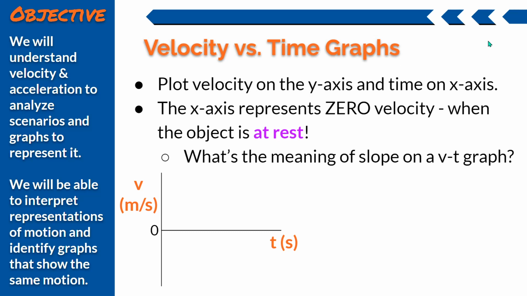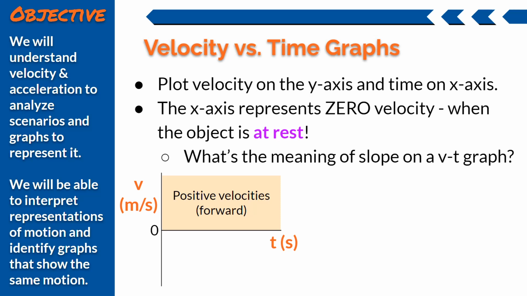All right, so looking at a VT graph again, okay, we've already talked, well, we haven't talked about this last bit. But remember, a VT graph plots velocity on the y-axis and time on the x-axis. The x-axis represents 0 velocity when the object is at rest. Okay, so what is the meaning of the slope on a VT graph? We haven't talked about that specifically yet because last unit, all of our slopes on our VT graphs were 0. And that's because last unit, all of our objects were moving at a constant velocity.